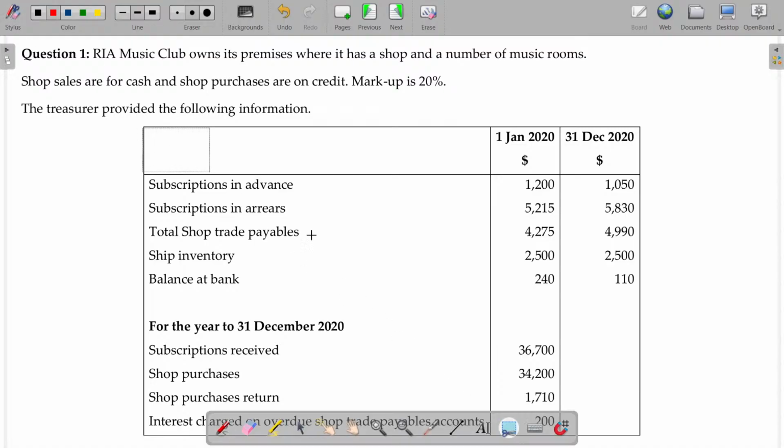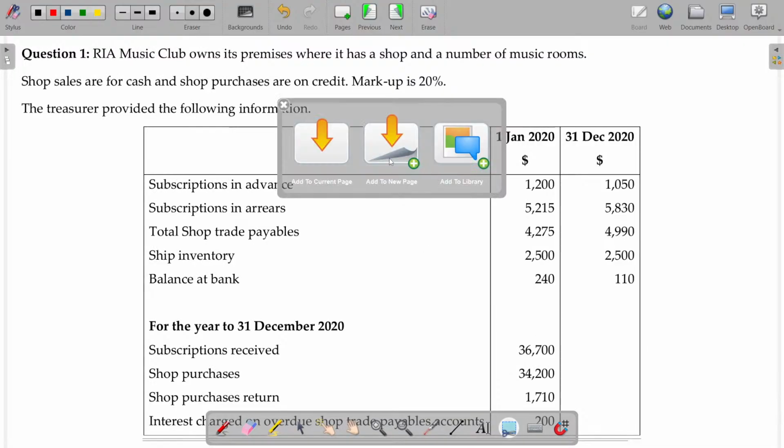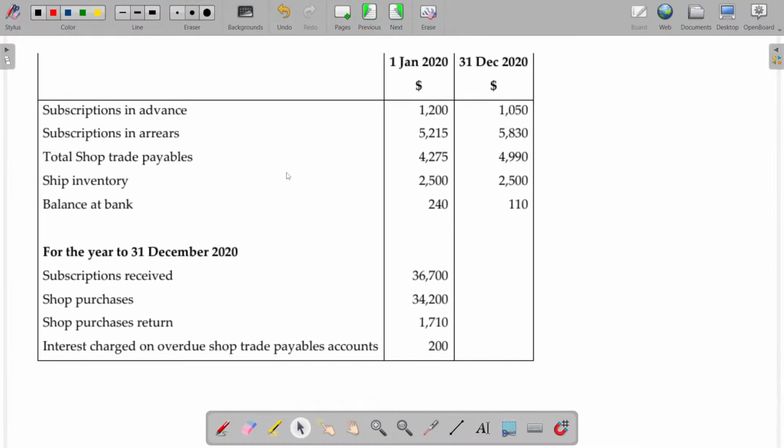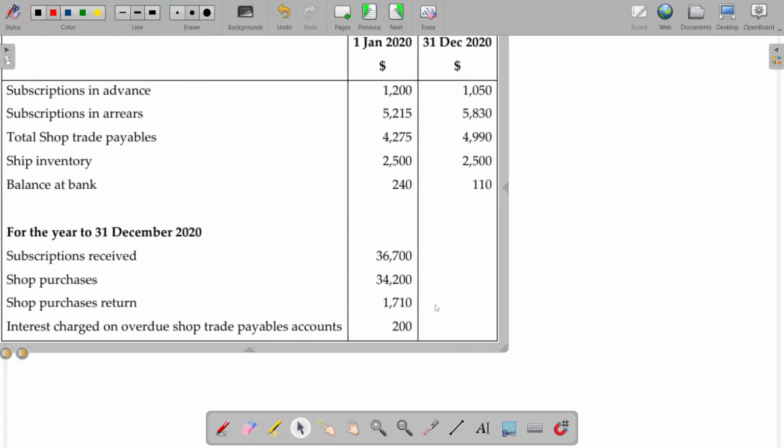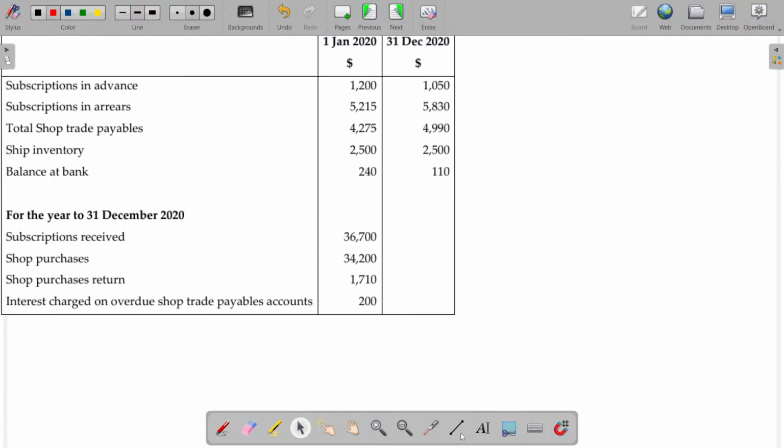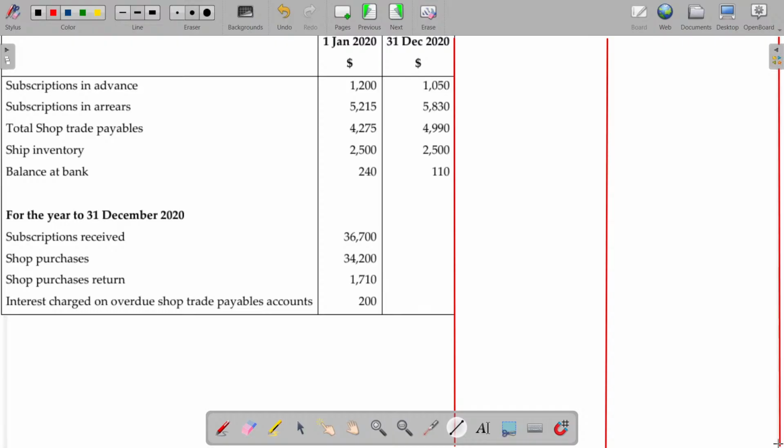Now, let's see. I need to prepare the subscription account and the shop trade payables account. First, to finish up the format here. Subscriptions account.